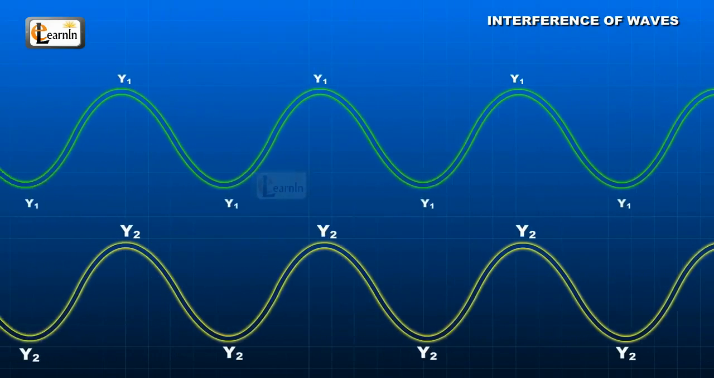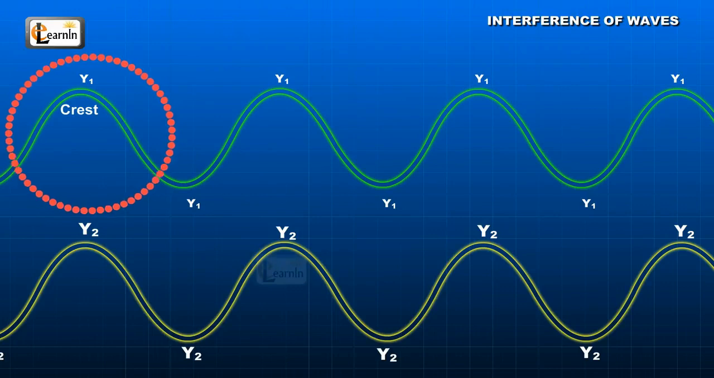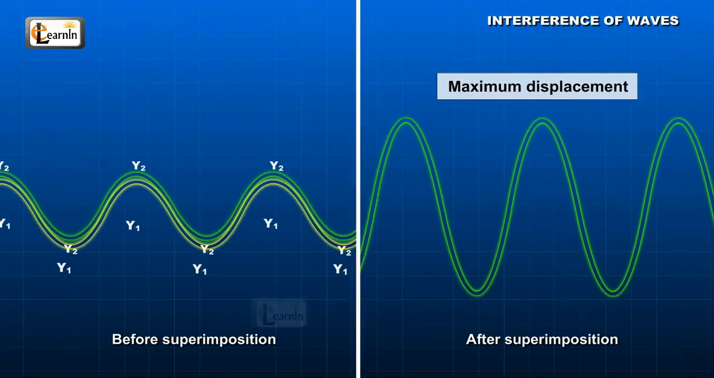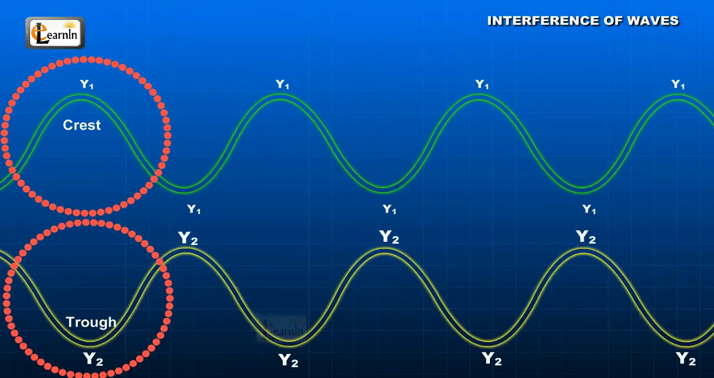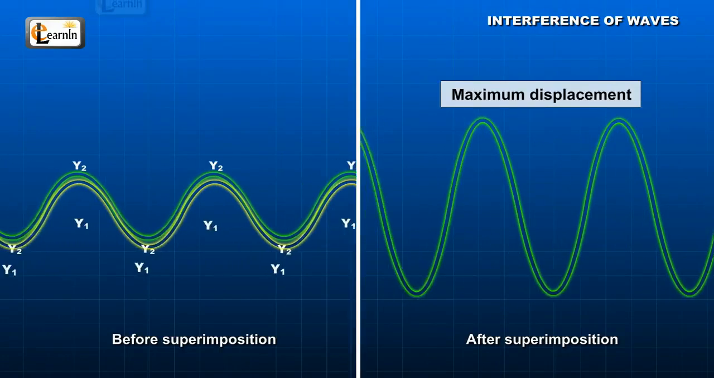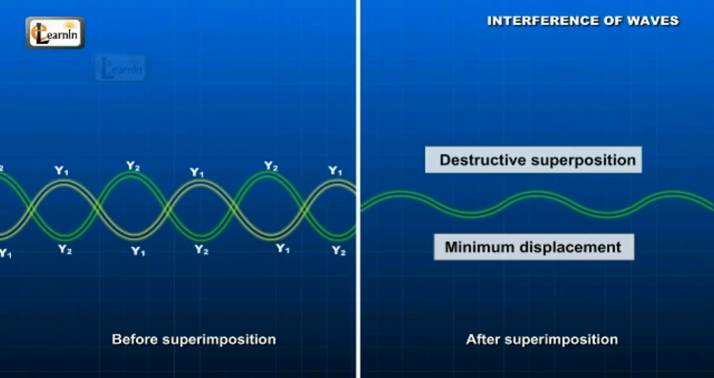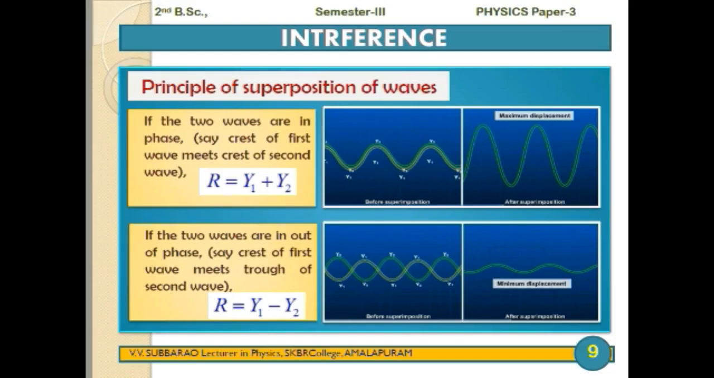When both the sources have the same amplitude, that is y1 is equal to y2 is equal to y, then the crest of the first wave meets the crest of the second wave and the resultant displacement is maximum. In the other case, if the crest of the first wave meets the trough of the second wave, the resultant displacement will be minimum. The maximum displacement is also called constructive superposition of waves, and the minimum displacement is also called destructive superposition of the waves. From this principle, we can say that when both the waves meet in phase, then the resultant displacement r is given by y1 plus y2, and if the two waves meet in opposite phase, then the resultant displacement r is given by y1 minus y2.